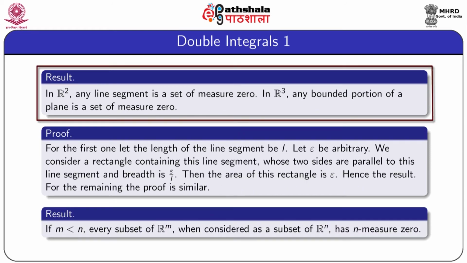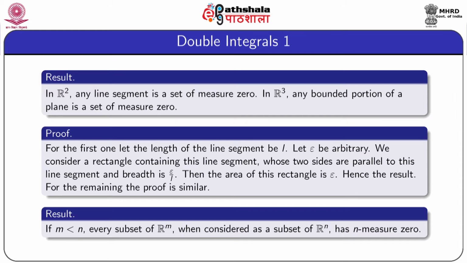Next result. In R2, any line segment is a set of measure 0. In a similar manner, in R3, any bounded portion of a plane is a set of measure 0. For the first one, let the length of the line segment be L. Now let epsilon be arbitrary. We consider a rectangle containing this line segment whose two sides are parallel to this line segment and breadth is epsilon by L. Then the area of this rectangle is epsilon, hence the result. For the other case, the proof is similar.